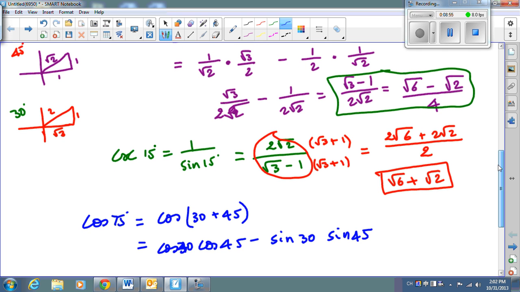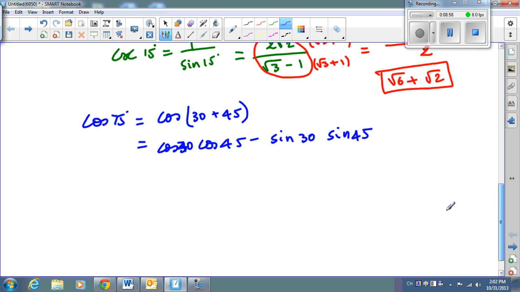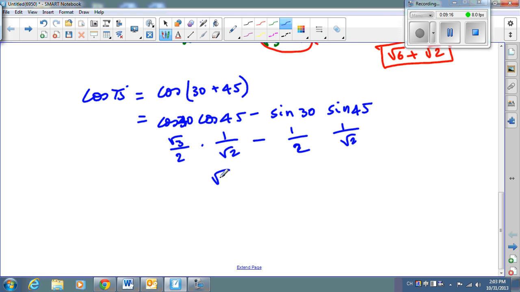Now, let's start with the cosine of 30. The cosine of 30 is square root of 3 over 2. This one is 1 over square root of 2 minus 1/2, and this is 1 over square root of 2. I'm getting these answers based on the triangles that I built earlier. So this one will give me square root of 3 over 2 root 2 minus 1 over 2 root 2, where they have already a common denominator. So I will just say it's square root of 3 minus 1 over 2 root 2.